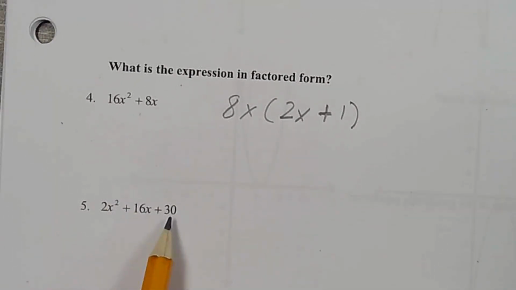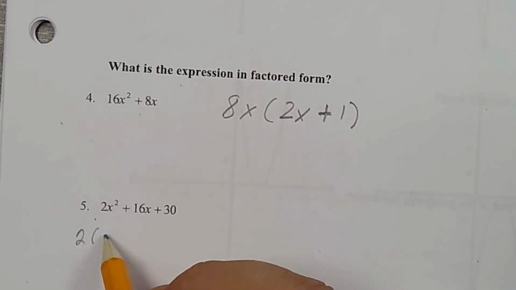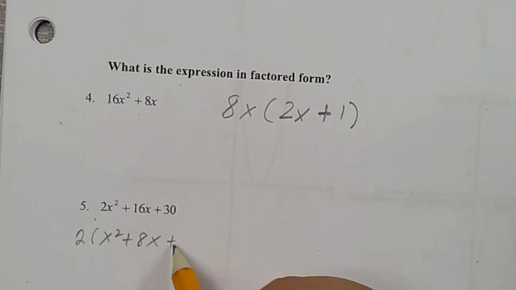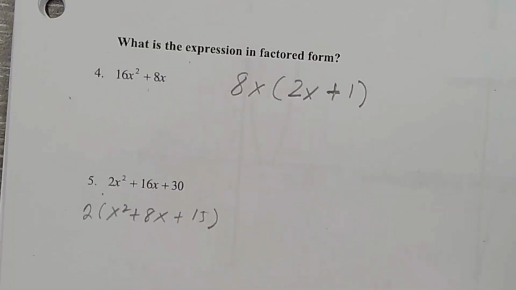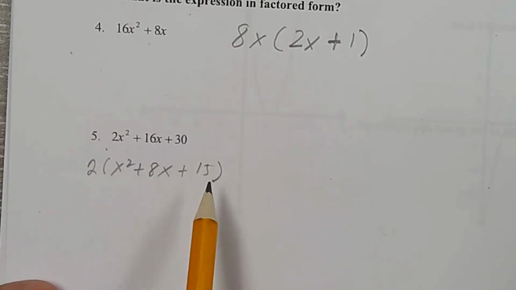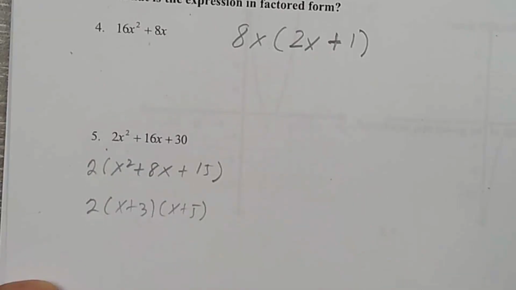You're going to have a problem like this. You see, you have 2, 16, and 30. What do they have in common first? They have a 2 in common, don't they? So don't you factor a 2? What are you left with? X squared plus what? X plus 15. You have to do that first, right? What are the factors of 15? So what do you factor this to? 2 times x plus 3 times what? X plus 5. Okay, that's what I can go over, okay?